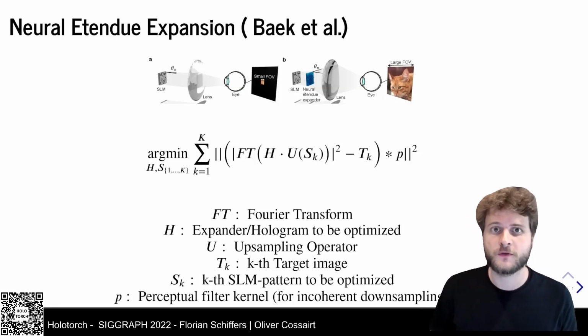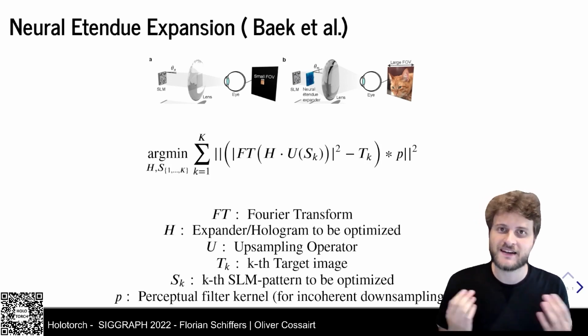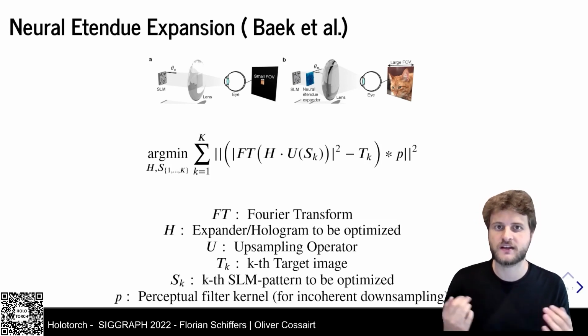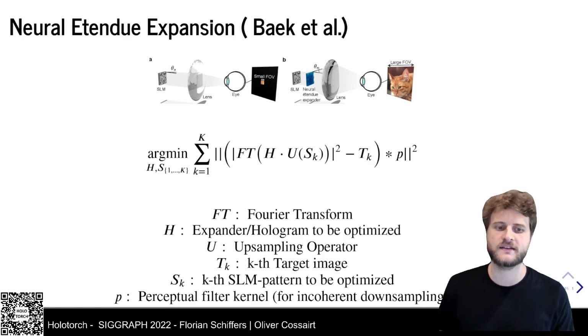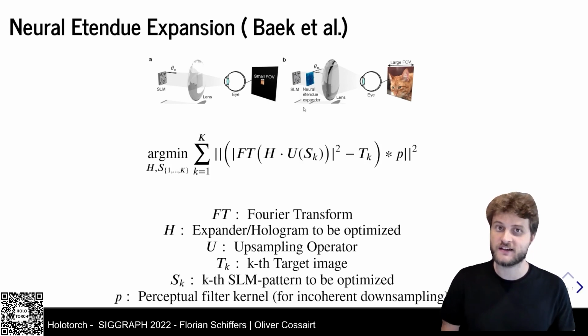So here we show how we can implement neural heterodyne expansion in HoloTorch. It's a paper which was proposed by Beck et al. from the Princeton group in cooperation with Meta Reality Labs. And the idea here is that instead of using a random diffuser, you're optimizing for a so-called neural heterodyne expander given a large data set of images.